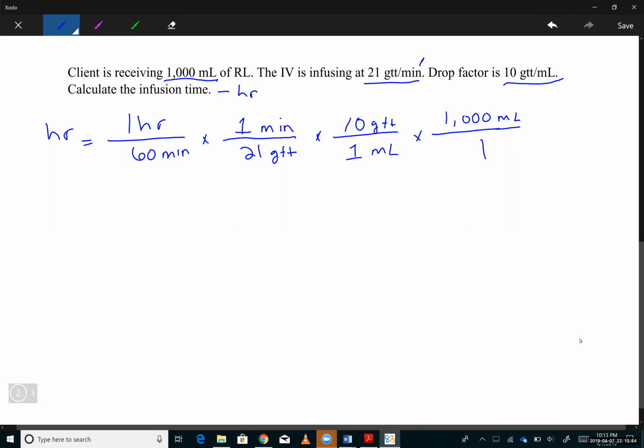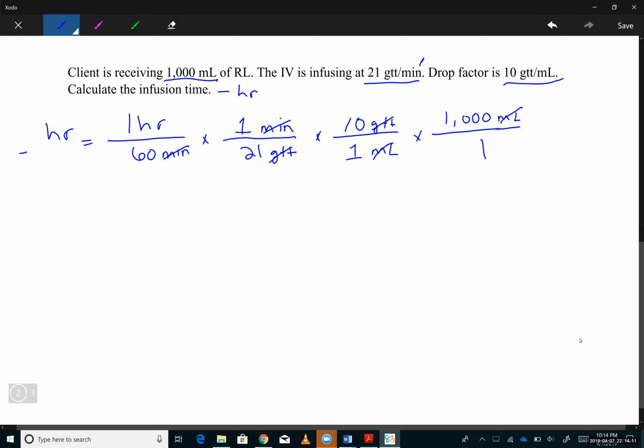Cross out the labels that are repeating: milliliters and milliliters, drops and drops, minutes and minutes. We are left with hours, and that is good because that's what we need our answer to be in. So we are set up correctly.